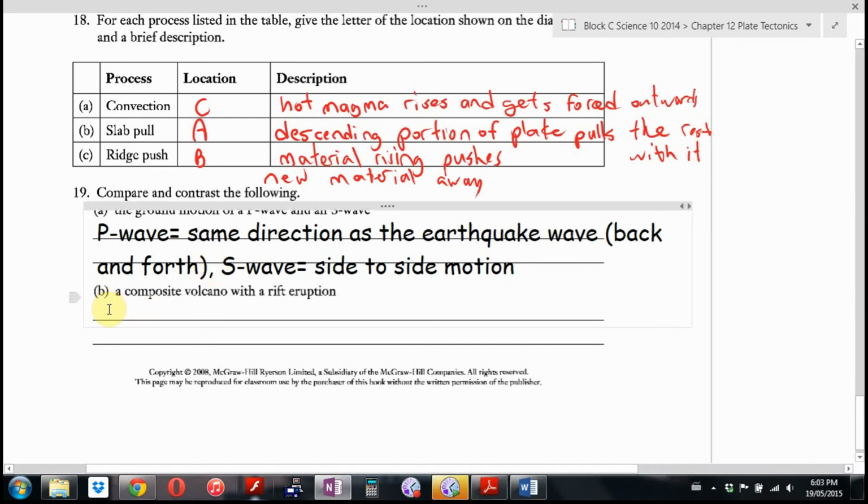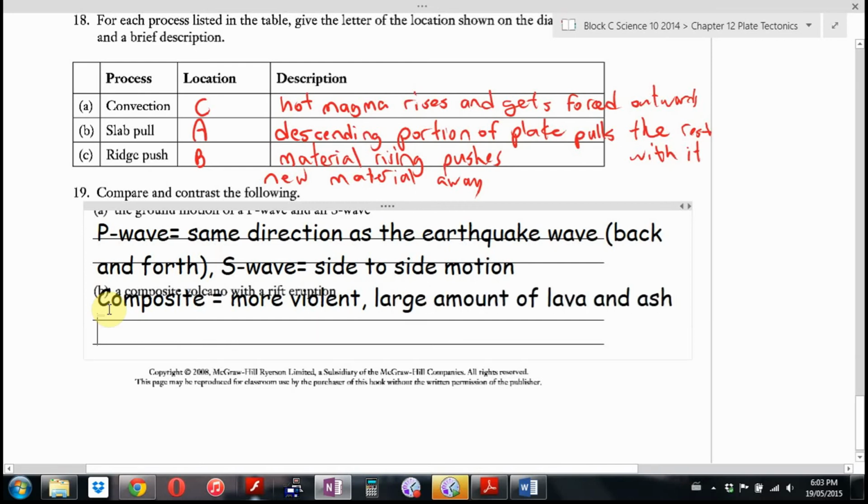Composite volcano with a rift eruption. So composite equals more violent. Think Mount St. Helens. Large amount of lava and ash. Rift eruption. Think like under the water, for example, in the ocean. It forms in ridges in the ocean, or it forms in rifts in the land.